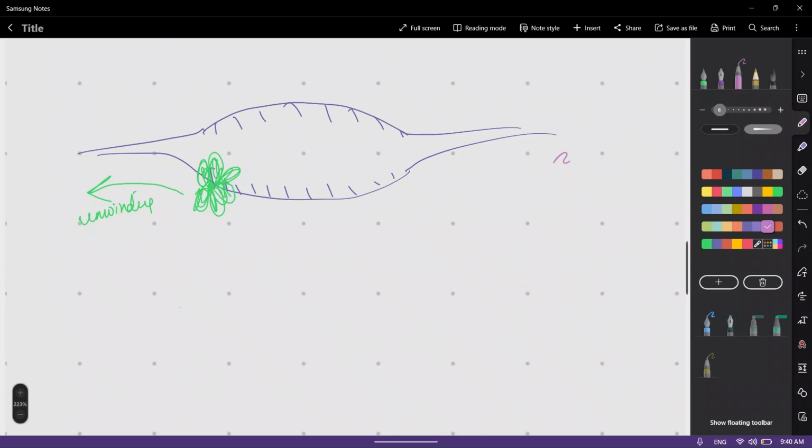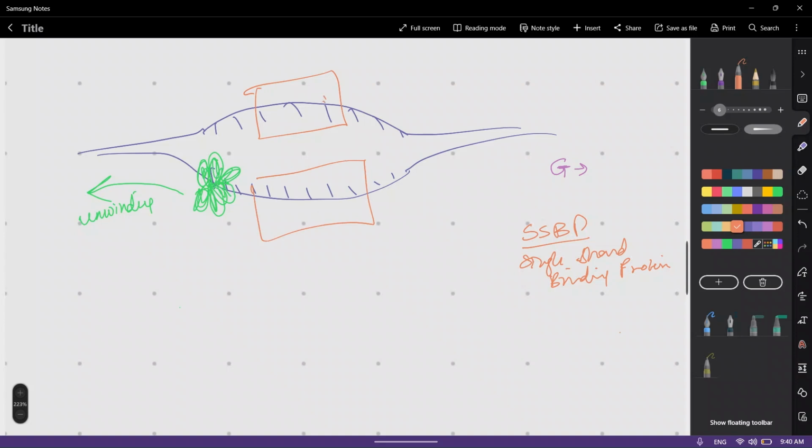Now, as we saw, there's another player, right? DnaG will come here and copy this DNA. But before that, there is actually another unappreciated player. This is called your SSBP, which is your single strand binding protein. Upon the unwinding, this DNA is single stranded, right? So the single strand poses two risks mostly. One of the risks is that because they are single stranded, these are hydrogen bonds, these are kind of like sticky ends, right?